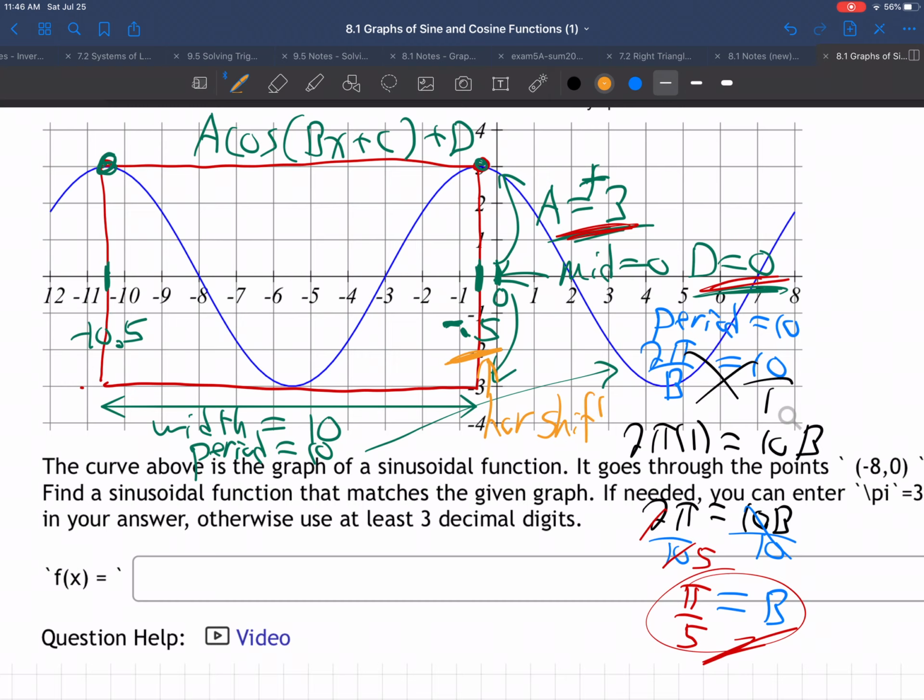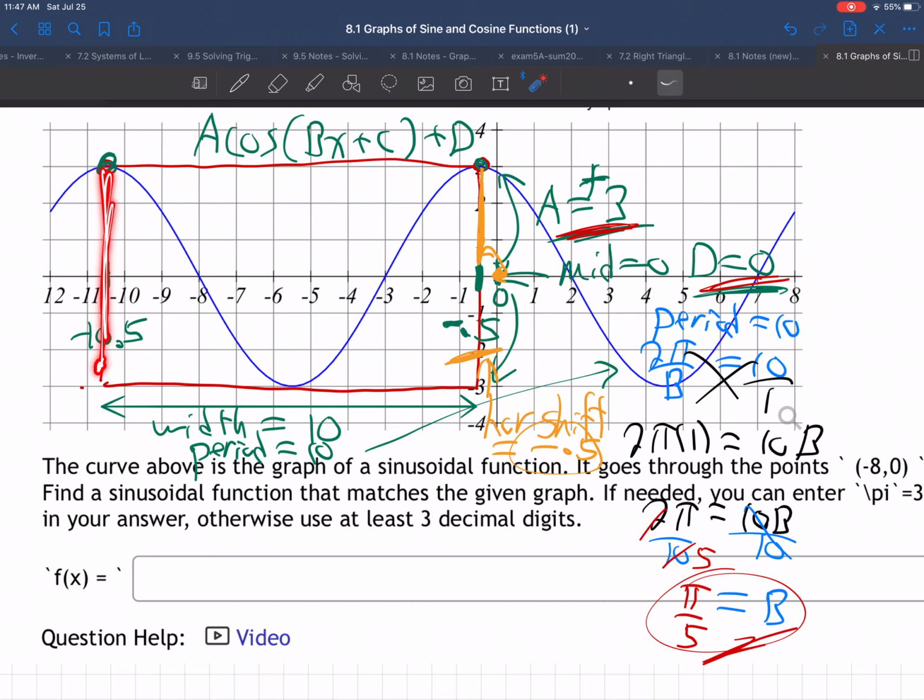Horizontal shift is negative 0.5, right? The right edge of our box has been shifted. Here's 0. It's been shifted back 0.5, hasn't it? It's not starting right on 0. The horizontal shift is negative 0.5. It's been shifted back.